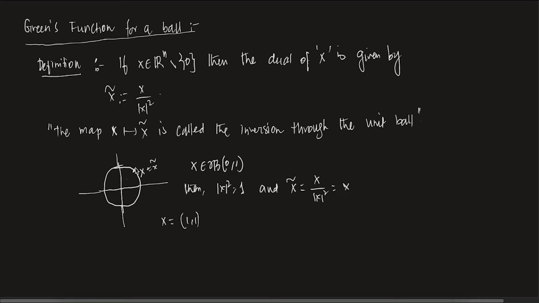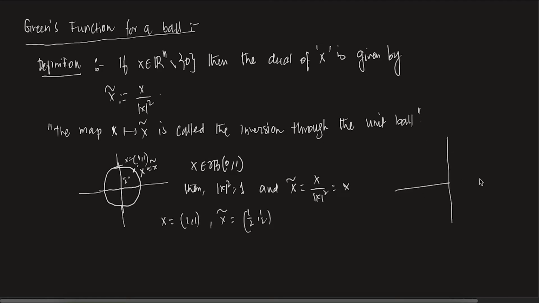Definitely that's not a point on the boundary, and it is outside the ball. Let's say 1 1. As you can see, x tilde will be half, 1 half, 1 half. That's inside the ball. So if you take this as your x, then x tilde will be inside here.